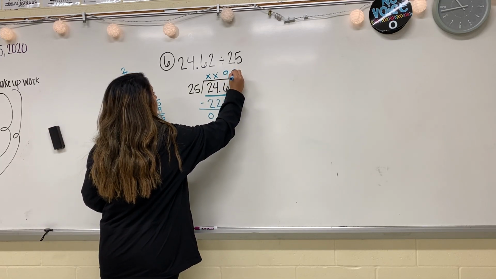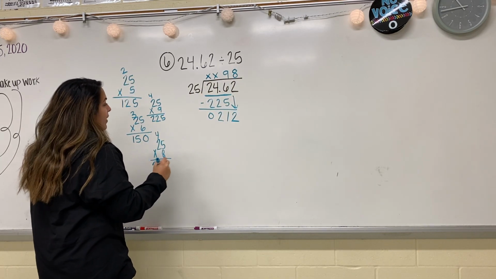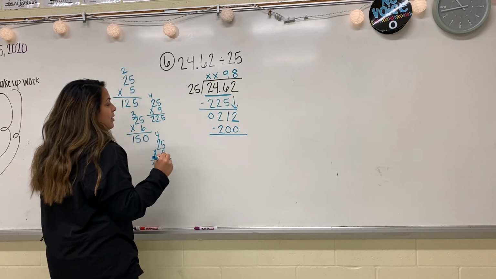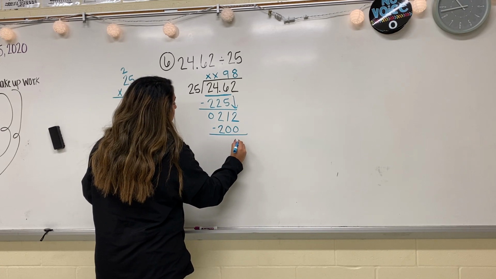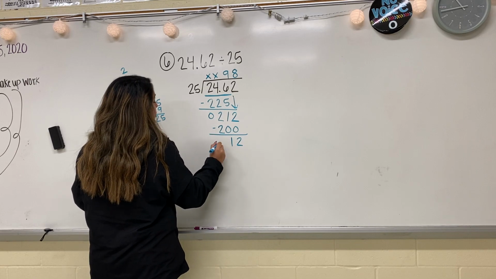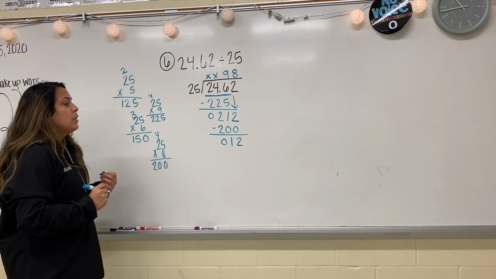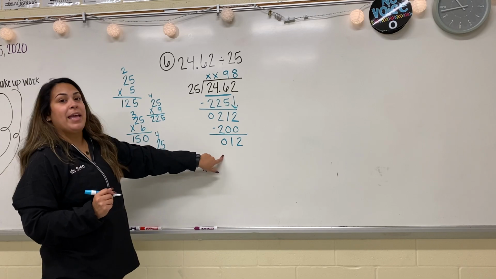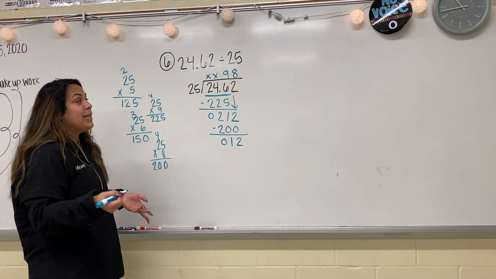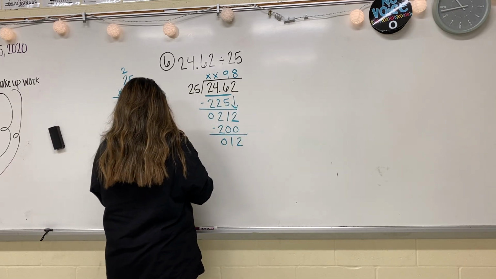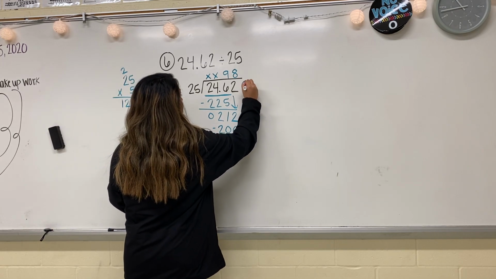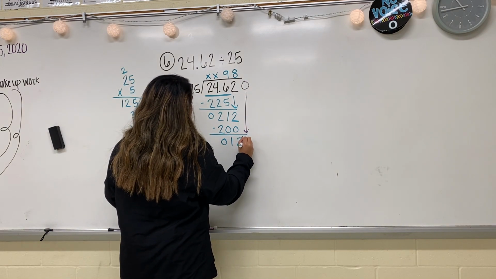So I'm going to put 8 above the 2. 8 times 25 is 200. We're going to subtract. 2 minus 0 is 2. 1 minus 1 is 1. 2 minus 2 is 0. Well, 25 cannot go into 12, and I can't put remainder 12 because I'm working with the decimal. So I'm going to add a 0 to my dividend. Put 0, bring it down.